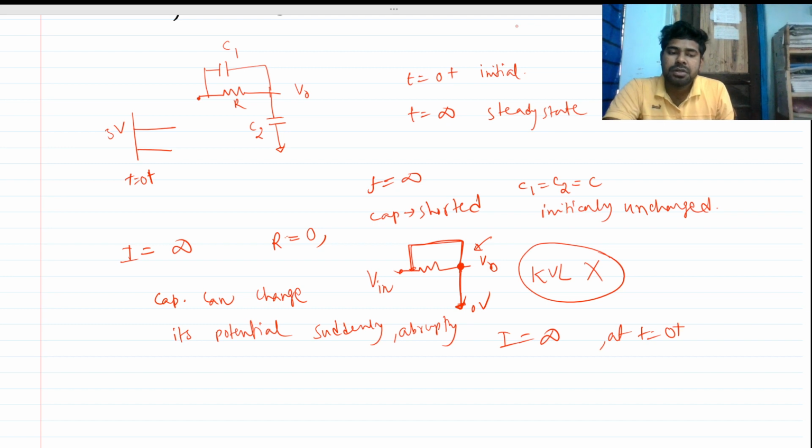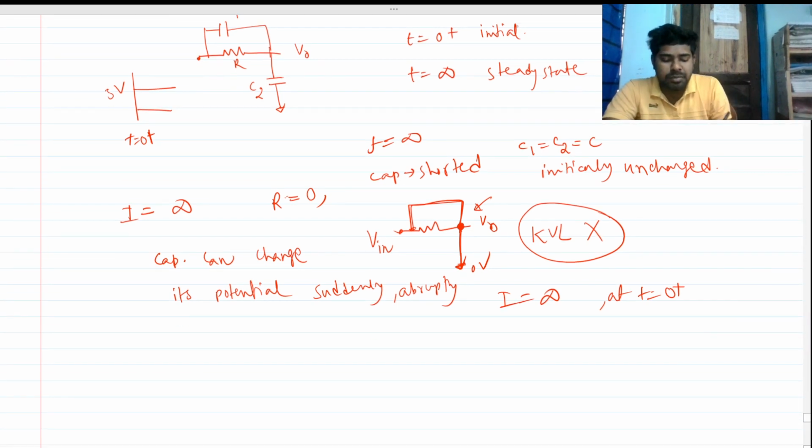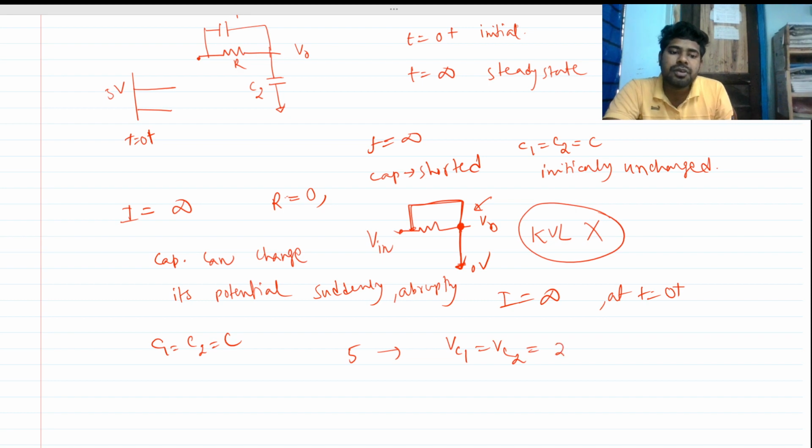So actually there will be a charge sharing concept here. The initial charge will be the final charge. And we are assuming that both of the capacitors have a value of C, right? So both the capacitors will be equally charged. So if we have 5 volt, both of these capacitors, Vc1 and Vc2, will be 2.5 volt, right?